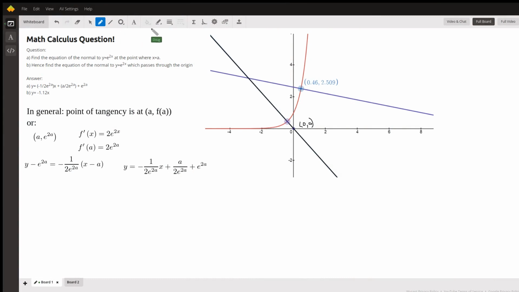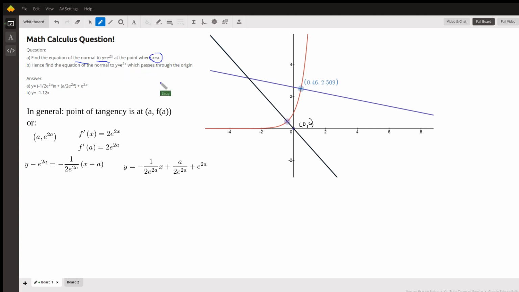complicated problem. There might be other ways to do part B, but I'll show you one way. Here's your function, which is this red graph right here. And we're asked to find the equation of the normal, which is perpendicular to the tangent line. Okay, so we're at the point where x equals a.